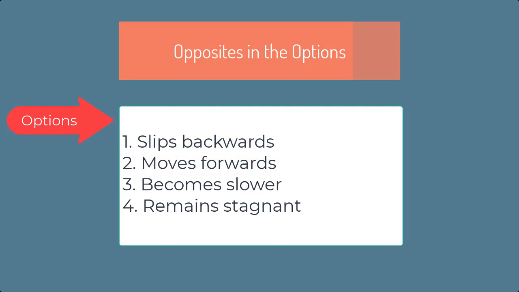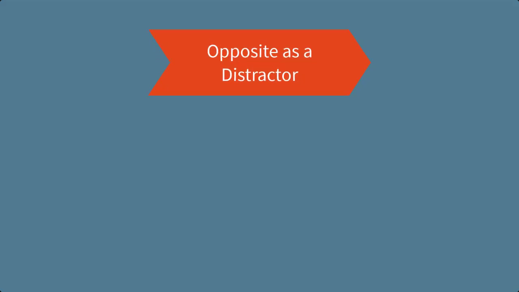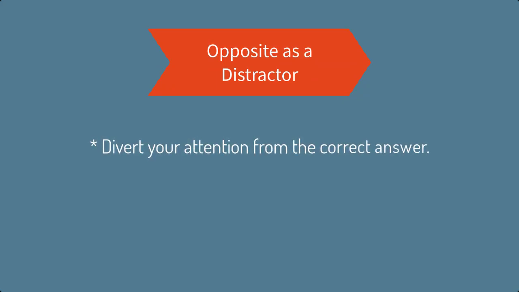When options are opposite, more often than not, but not always, one of them is the correct answer. When one of the opposites is the correct answer, you are being asked to differentiate between two responses that incorporate extremes of a concept or principle. When an opposite is a distractor, it is attempting to divert your attention from the correct answer.